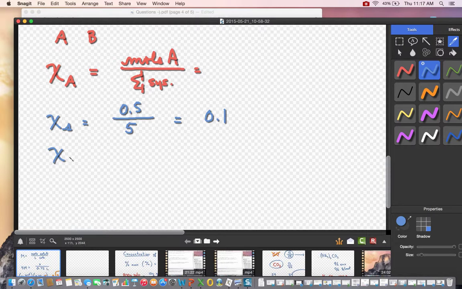Then for the solvent, that part's easy. I'm just going to subtract 0.1 from 1. And I get 0.9. That means 10% of all of the moles in this system are due to the solute, while 90% are due to the solvent.